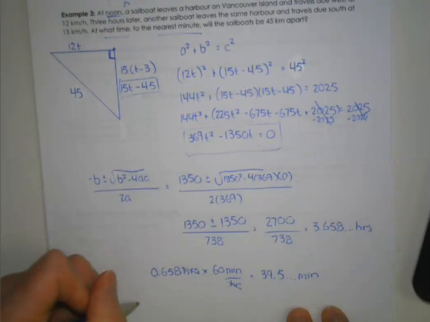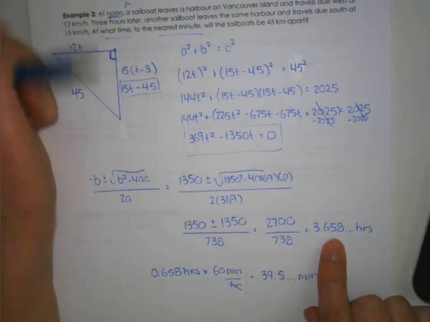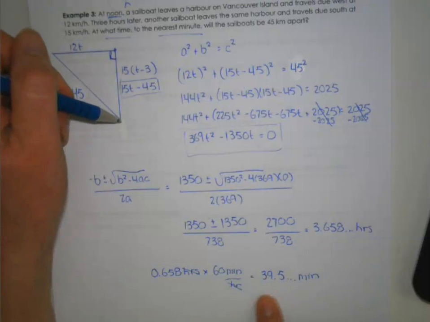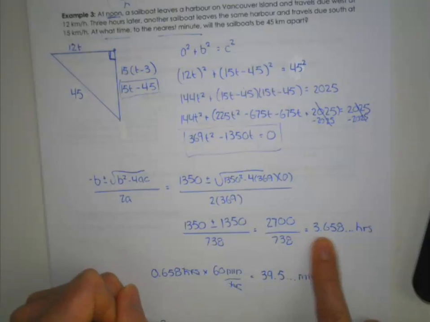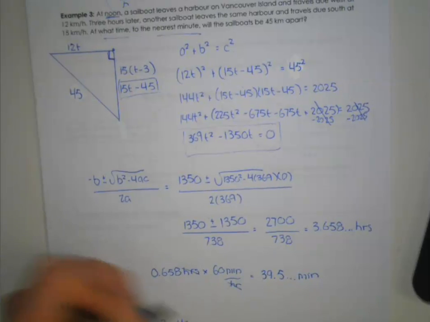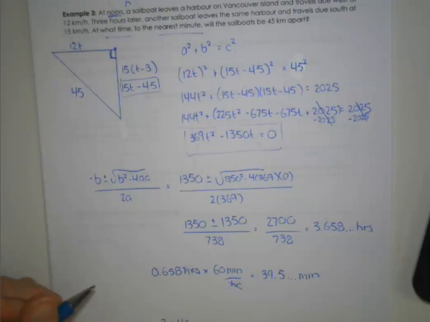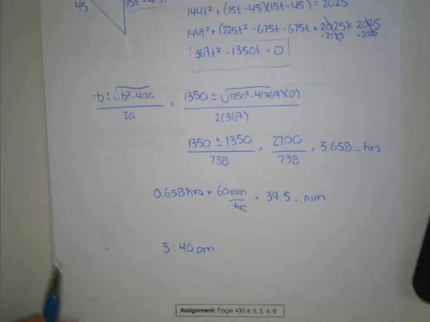So when I'm asked what time it would be, the first one left at noon, and the total time that passed until they were 45 kilometers apart was 3 hours and 0.658 hours, which is 39.5 minutes. So we should say that the time is going to be 3 o'clock plus 39.5 minutes. So let's just round that to 40. So 3:40, the boats would be 45 kilometers apart at 3:40 p.m. is what you would write there if you were writing it out nicely as a written question. Okay, so just make sure you would write that in a full sentence.